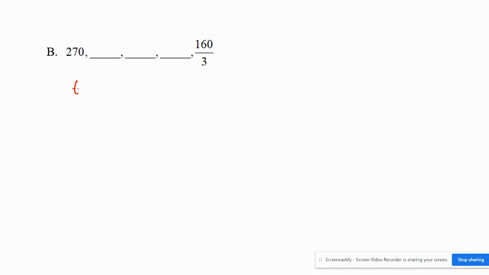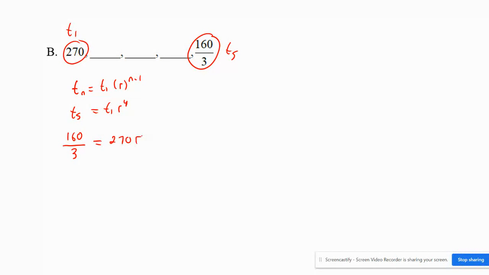We have Tn equals T1 times r to the n minus 1. Here's our geometric sequence formula. So here's 1, 2, 3, 4, 5. So that means this guy here is T5. This one here is T1. So that means we have T5 equals T1 r, 5 minus 1 is to the power of 4. 160 over 3 equals 270 r to the 4th. Divide by 270.